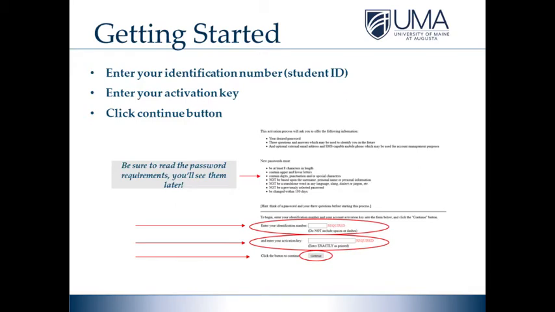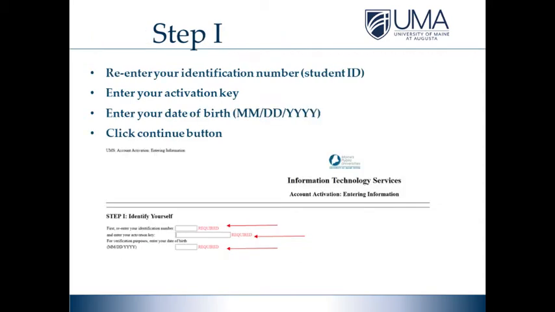In this step, first you need to enter your identification number, or as we call it, your student ID. Next, enter your activation key, then click the Continue button. Step 1 is the identification portion of the activation process. Here you will need to re-enter your student ID number, activation key, and your date of birth in the format shown. Then click the Continue button.